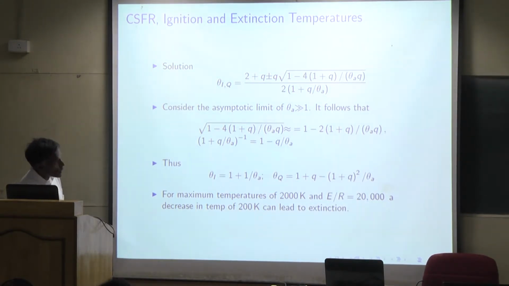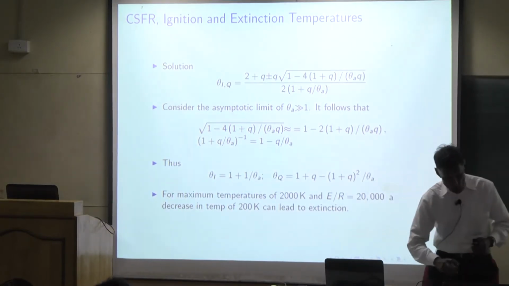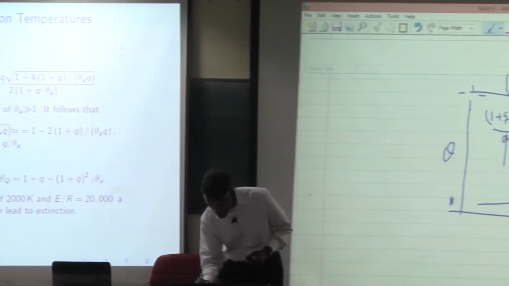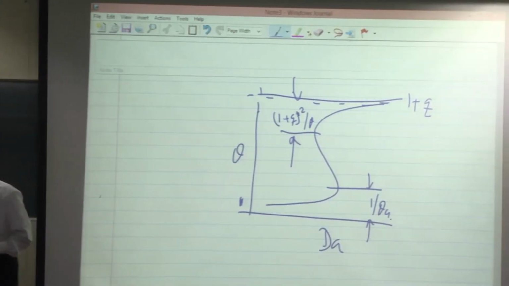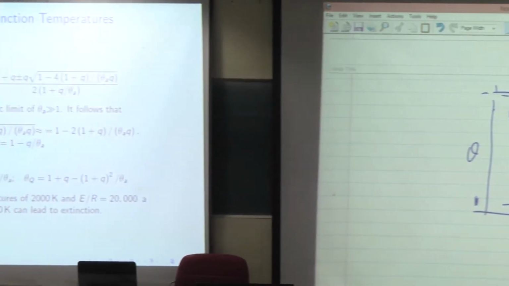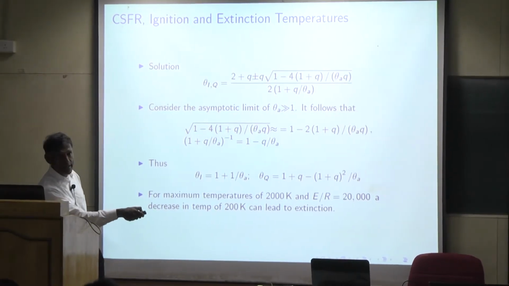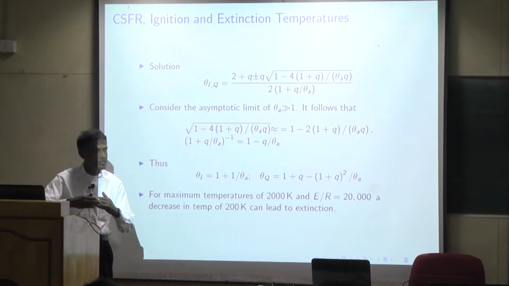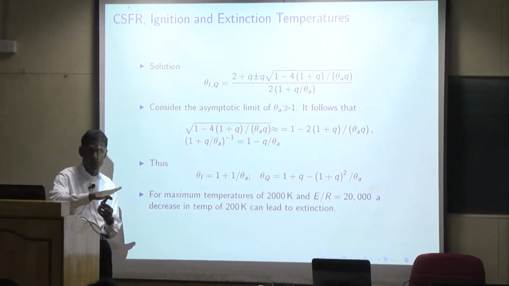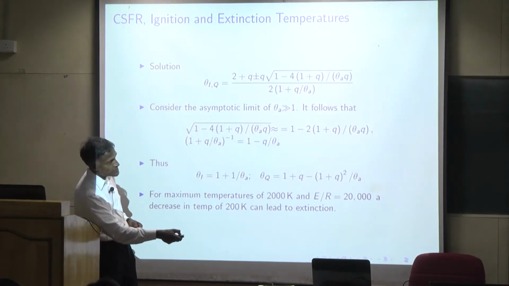So now you start with 1, and then if you increase the temperature by 1 over theta A, so if you increase the temperature by a small amount, theta A being very large, one gets ignition. So you can see that, because of large activation, there's only a slow rise in temperature, and then there's a sudden jump in temperature.